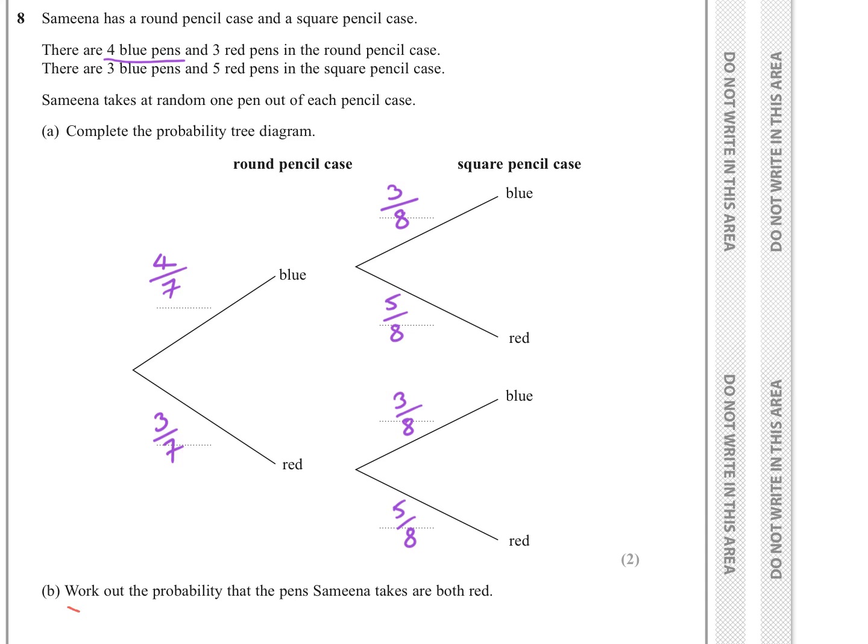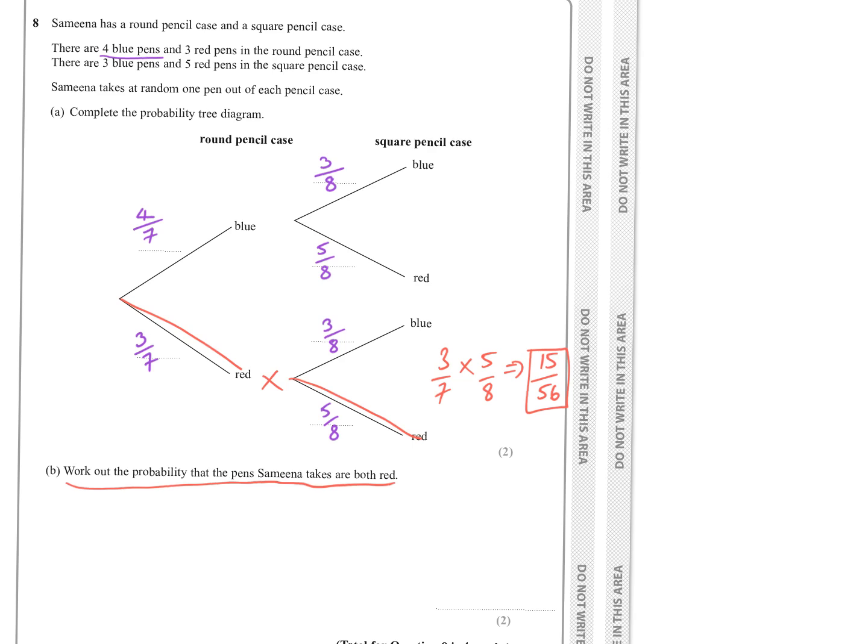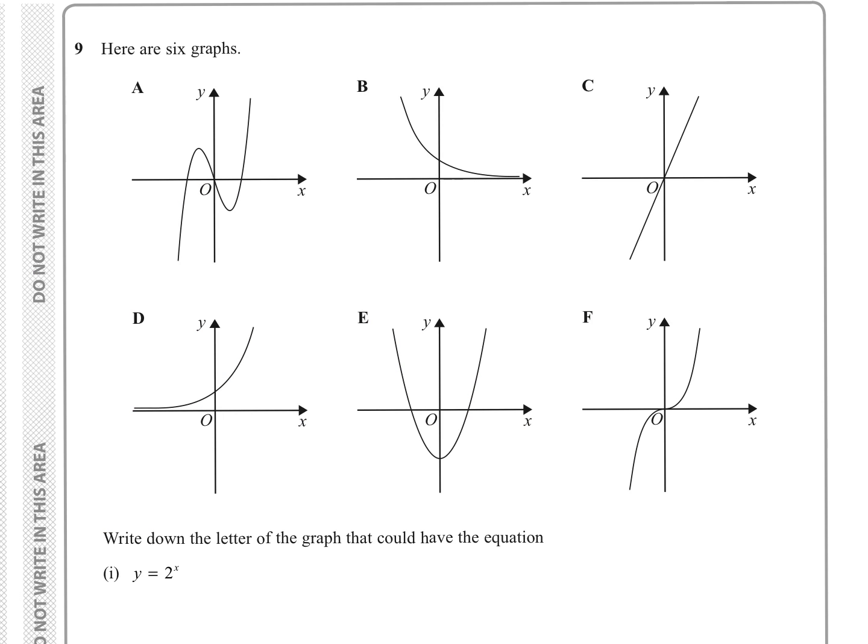Now we've got to work out the probability that the pens Samina takes are both red, so we're going to have 3/7 of the 5/8 here, which is going to give us 15 out of 56 as our probability. If you're not sure about the probability tree and how it works, then I have done a good explanation about why you times with probability trees, and I think it's under a playlist called, believe it or not, probability, so check that out.